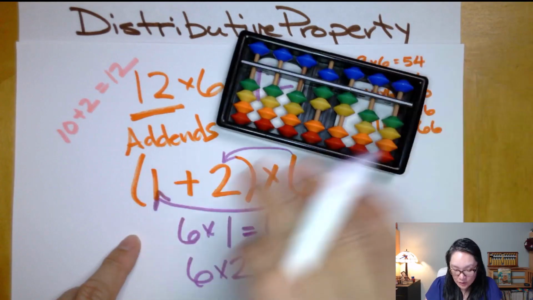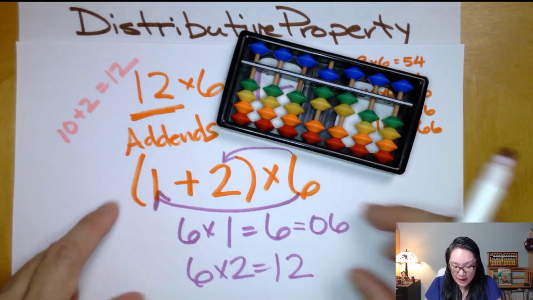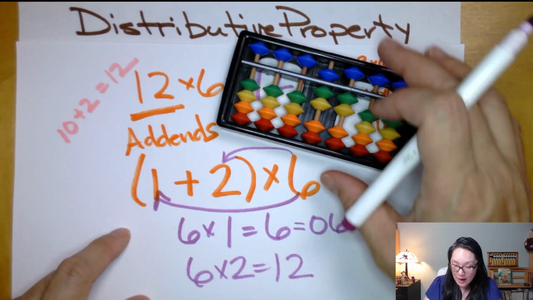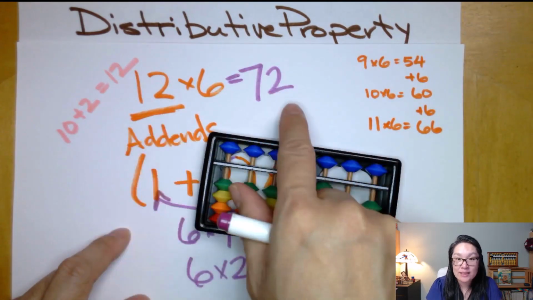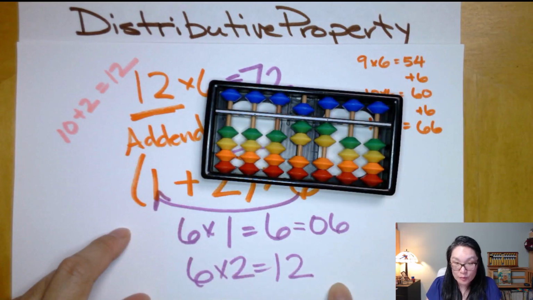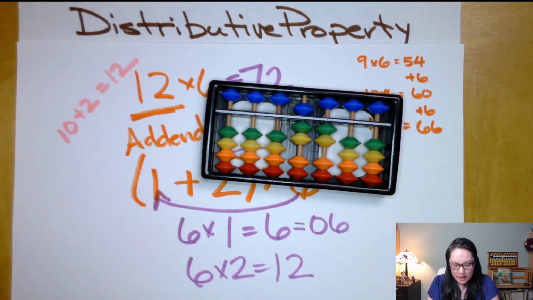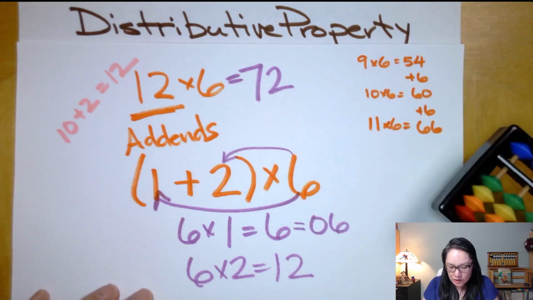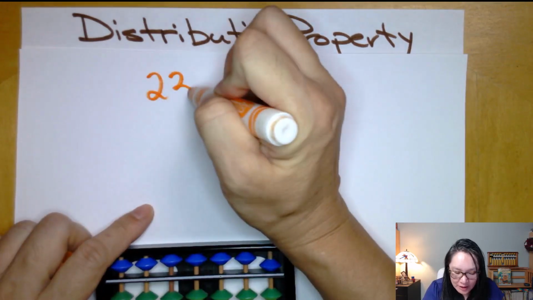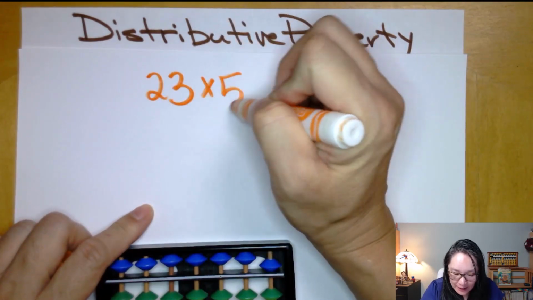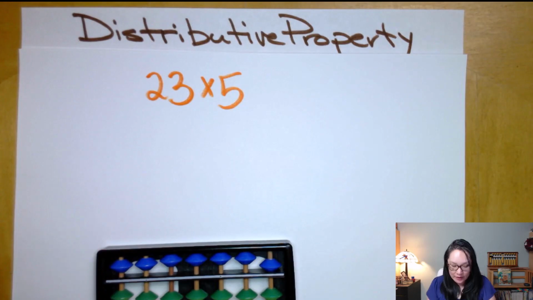When I do my distributive property and I multiply them out, I don't have to memorize that 12 times 6 is 72. I just need to multiply it out and I see it. Does that make sense? All right, let's do one more. Let's do one more distributive property question: 23 times 5. Okay, how is that going to work?